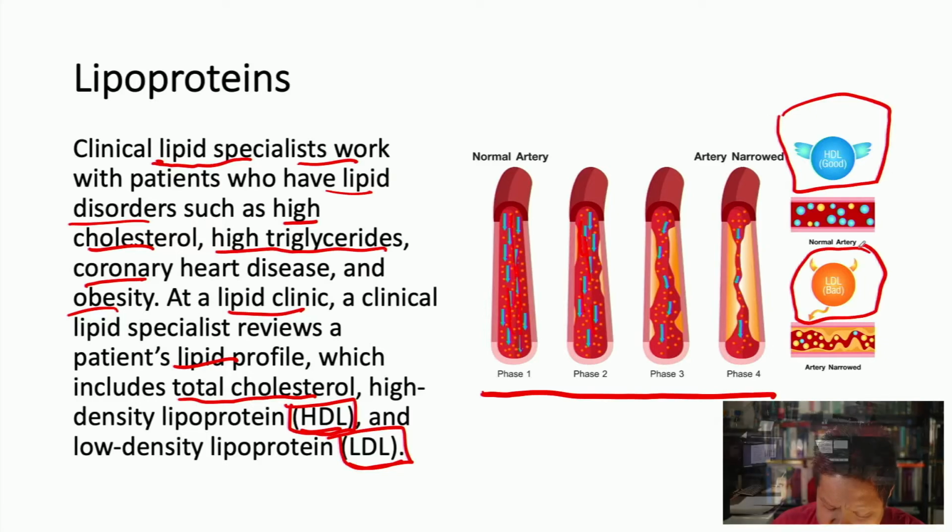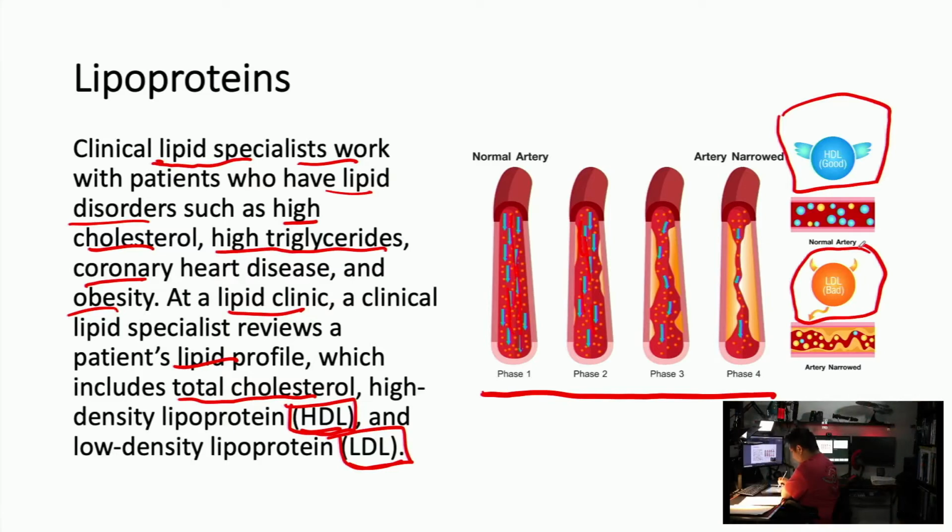But the problem though is that they get attracted to the sides of the walls of your arteries, and so they start bunching up on your arteries. And the more they bunch up, the more they get narrowed, right? And so that's what causes clogged arteries, and eventually a heart attack if it's in your heart or something like that, right?